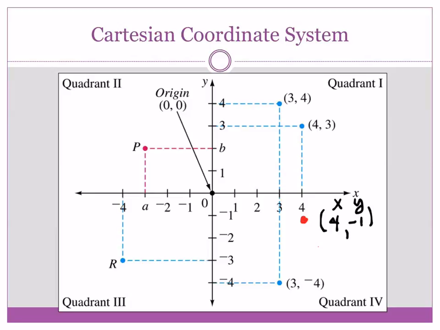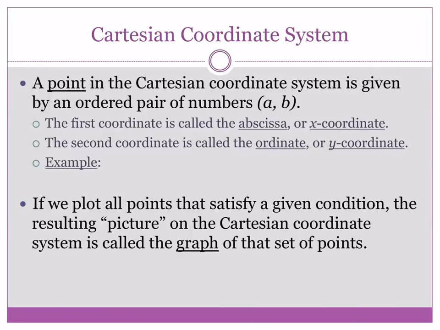All right, fantastic. A point in the Cartesian coordinate system, we're just going to go through these notes quickly because I already said most of them. A point in the Cartesian coordinate system is given by the ordered pair (a, b). a is called the abscissa, I'm not saying that right, but anyway, it's the x coordinate. And then the second coordinate is the ordinate or the y coordinate. Okay, I already gave you an example, so we'll skip there.